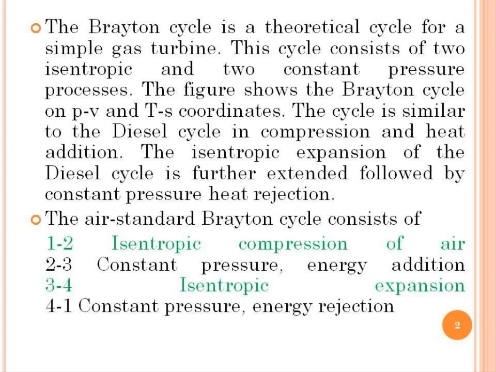In an open cycle gas turbine power plant, process 1 to 2 is isentropic compression of air, 2 to 3 is the constant pressure heat addition process, 3 to 4 is the isentropic expansion process, whereas 4 to 1 is a constant pressure energy rejection, or constant pressure heat rejection, process. In the next slide, the schematic diagram, PV diagram and TS diagram of the open cycle gas turbine power plant are shown, and we will discuss that part.